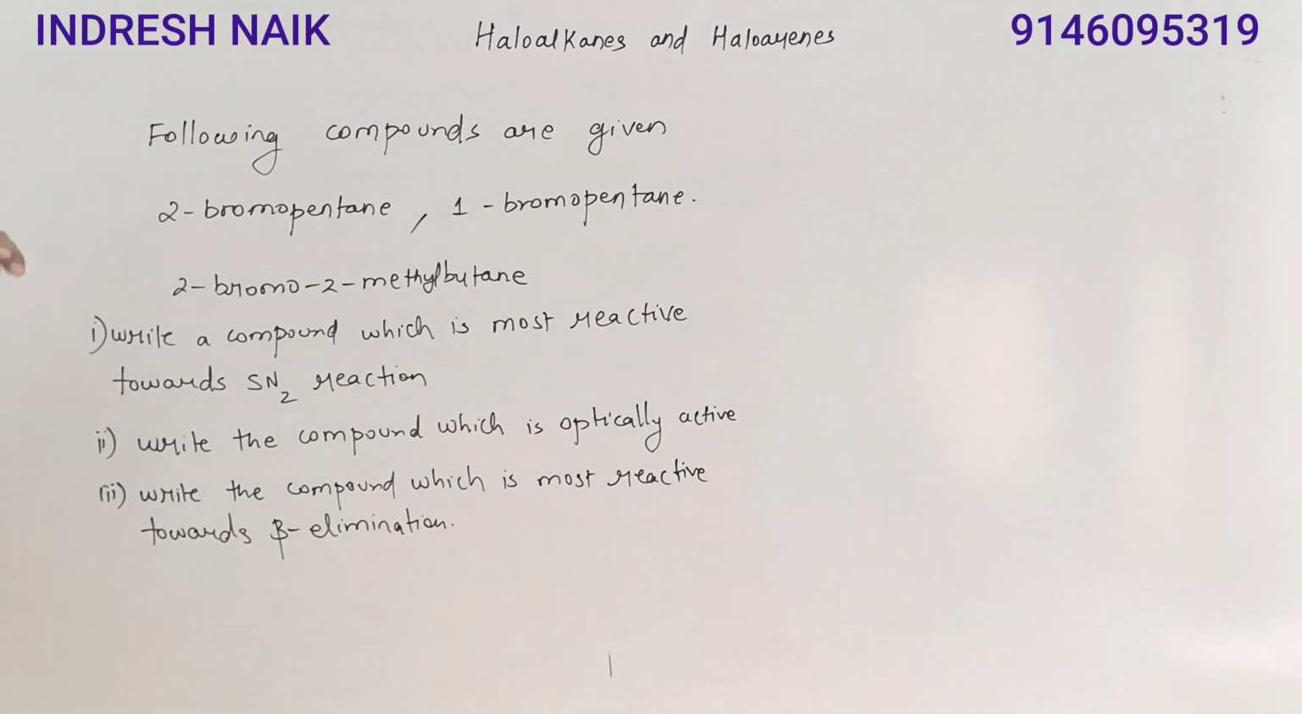Okay, 2 bromopentane, 1 bromopentane, 2 bromo, 2 methyl butane. Write the compound which is most reactive towards SN2. Write the compound which is optically active. Write the compound which is most reactive towards beta elimination.